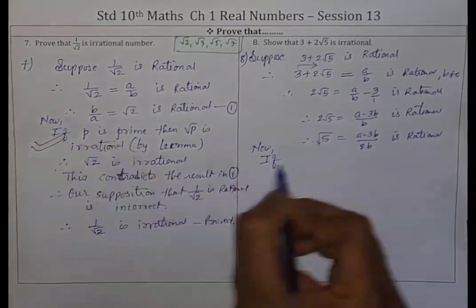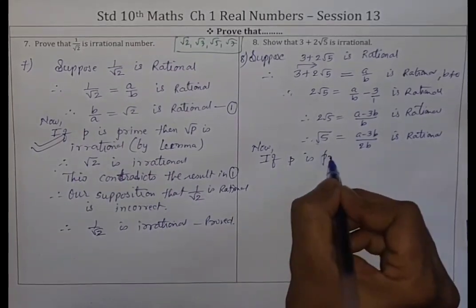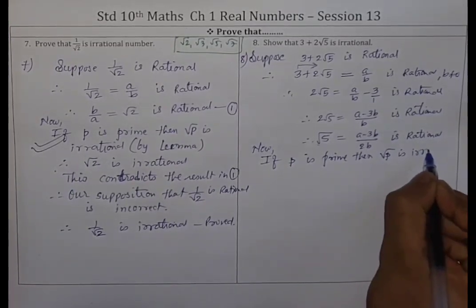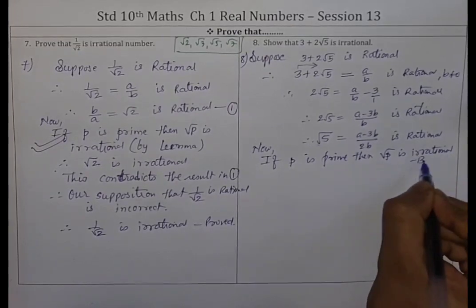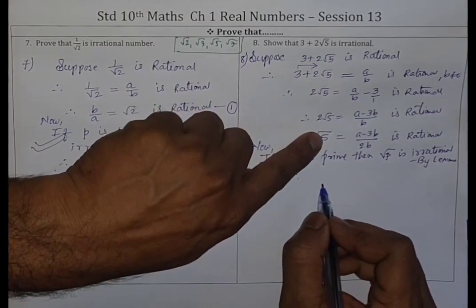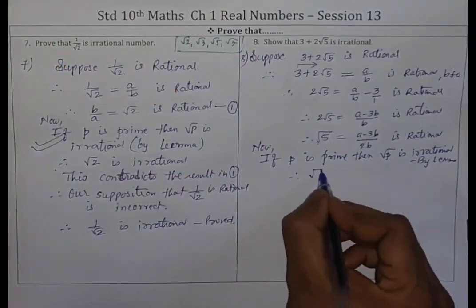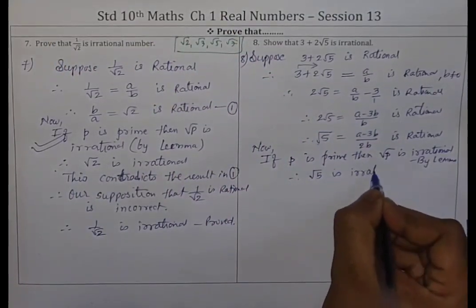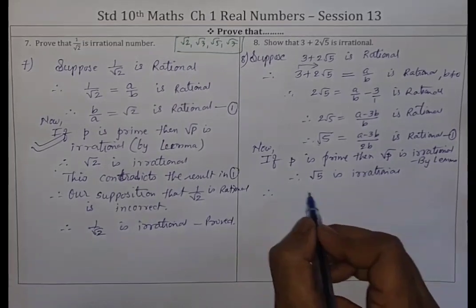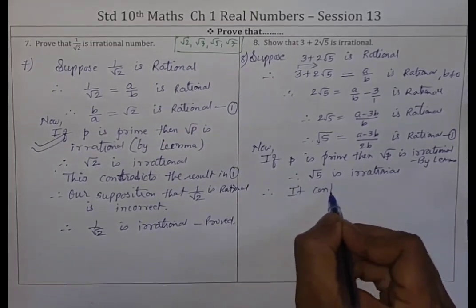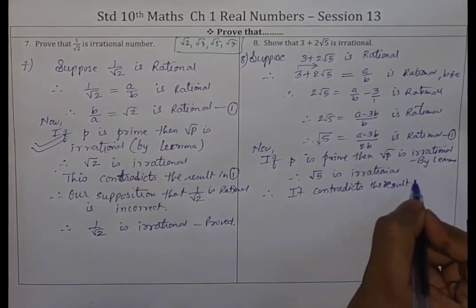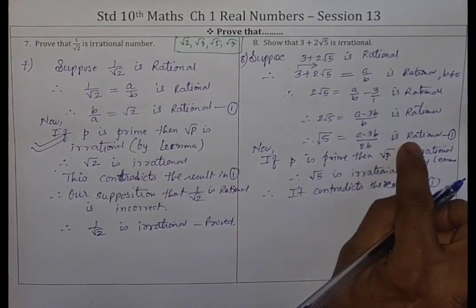Now, if P is prime, then root P is irrational by lemma. Therefore, ye 5 dikhai deta hai, wo prime hai. And uska root to irrational hoga. Therefore, root 5 is irrational. Isko hum result 1 kahenge. Therefore, it contradicts the result in 1. Ye 1 wala result mein contradiction hai.